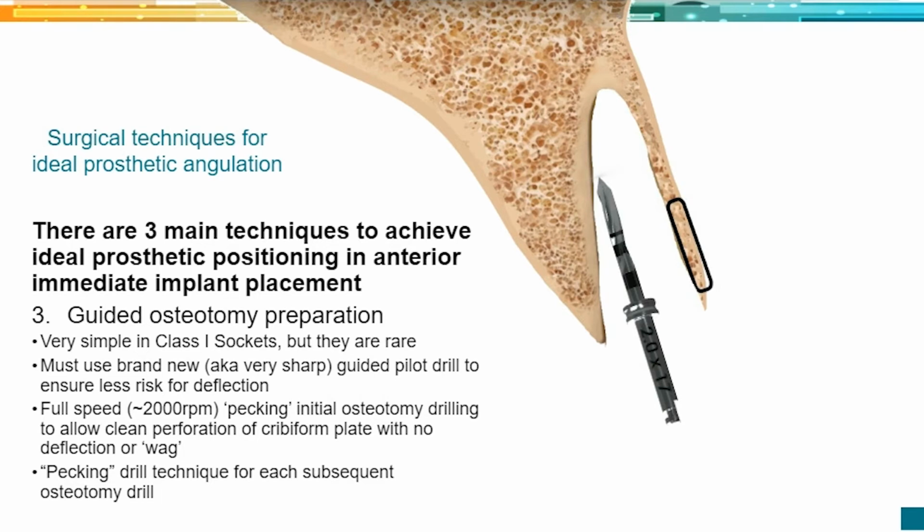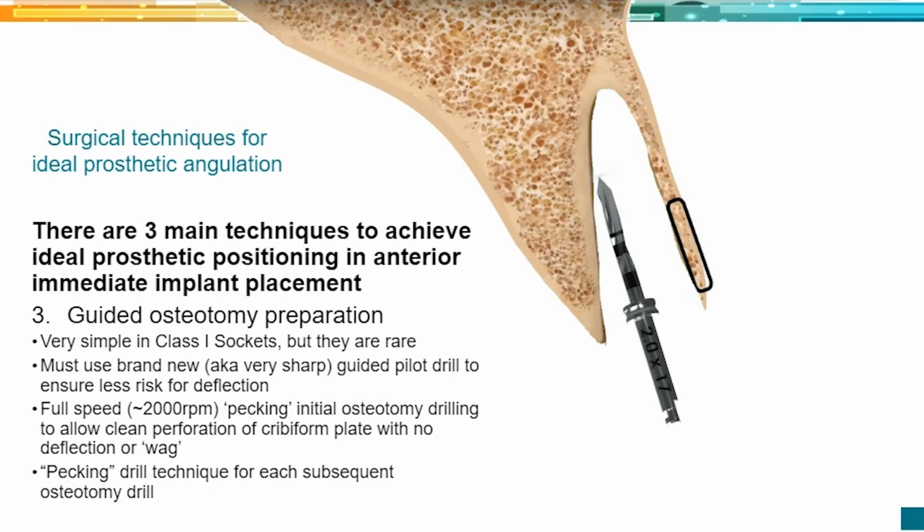You can do a guided surgery no problem because you're just trying to go down the normal place of the socket. If you're doing a class 2 socket, make sure you have a brand new or a very sharp initial pilot drill. It's going to be really important. We also want to do some full speed pecking, I would say. So it's that lamina dura there, that denser part that you can see in this nice illustration. The cribriform plate is what deflects your drills.